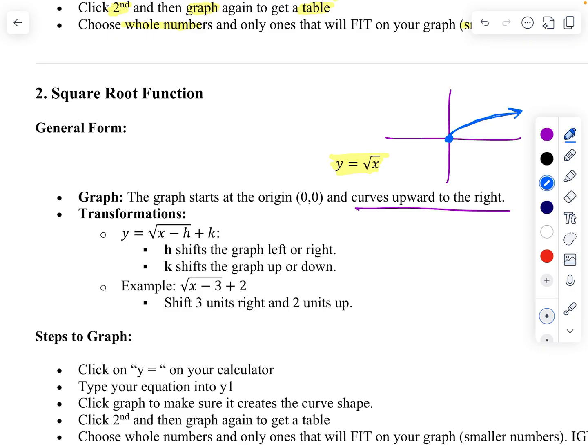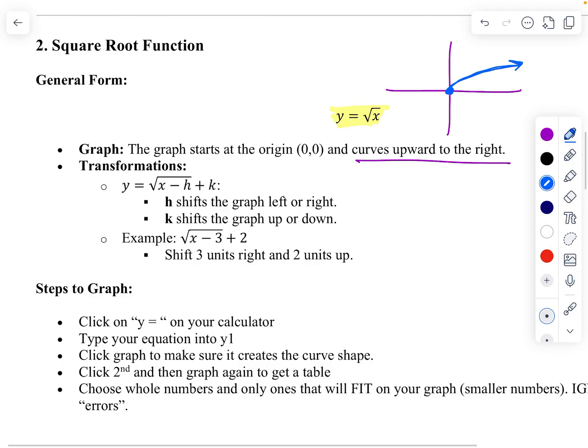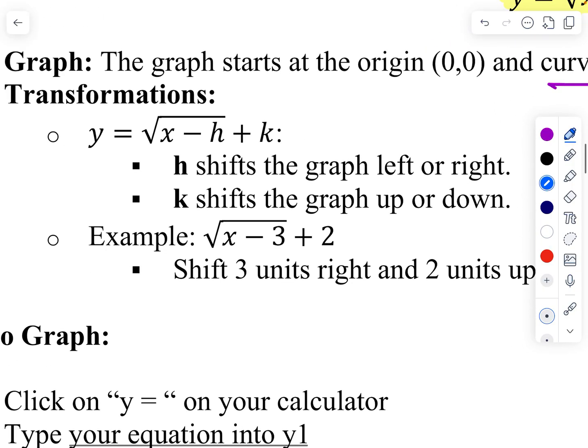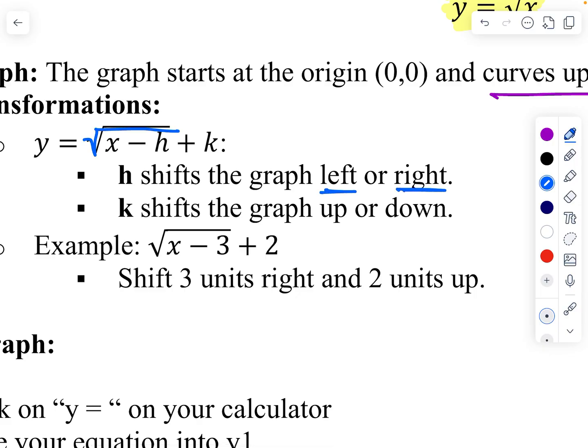That's incorrect. Okay, so similar transformations, just instead of the absolute value bars, they're using the square root symbol. So again, H still means the same thing. H means left or right. The K on the outside means the same thing, up or down.